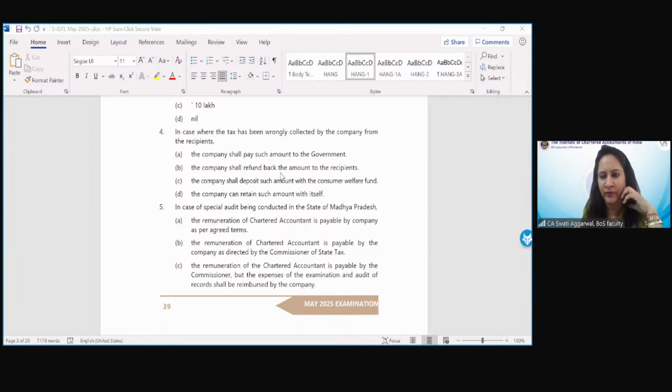Why option A? When I'm quoting you this relevant section number, I can say that it is not expected from you to memorize those section numbers. And of course, in the multiple choice questions, you are not asked to give reasons also.